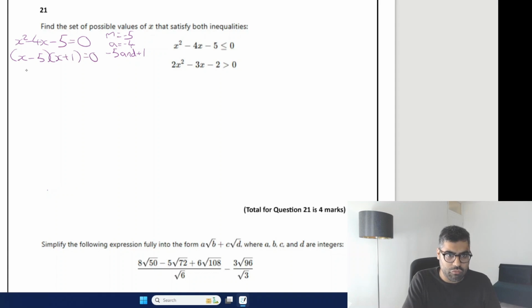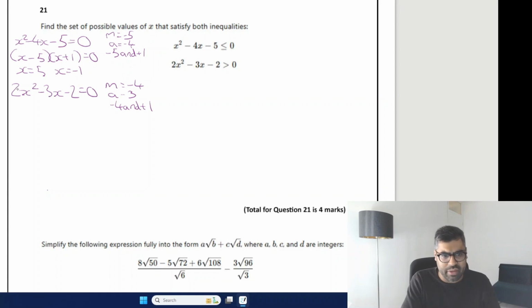And our two roots are going to be x is equal to 5 and also x is equal to minus 1. Okay, our next equation, 2x squared minus 3x minus 2, make that equal to 0. Two numbers that multiply to give minus 4, add to give minus 3. Two numbers are going to be minus 4 and plus 1.